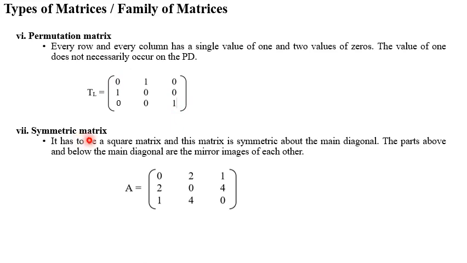Symmetric matrix. It has to be a square matrix, and this matrix is symmetric about the main diagonal. So you can see that on the main diagonal the values can be 0 or 1, but the non-diagonal values are exactly mirroring themselves, and that is why it is called a symmetric matrix.